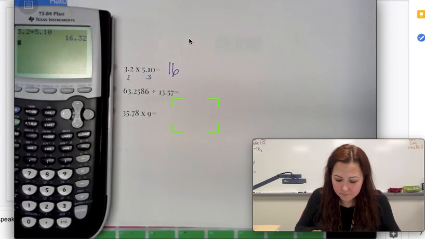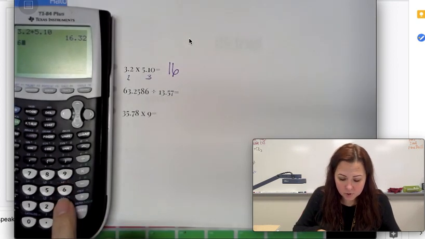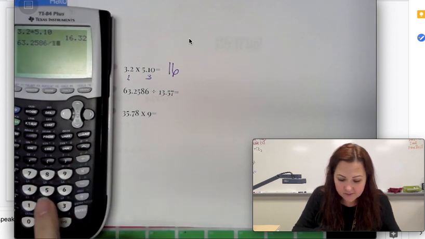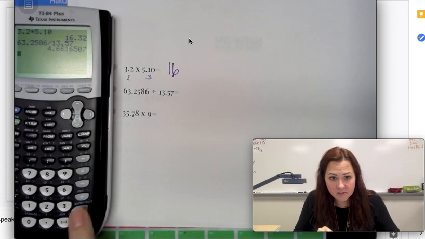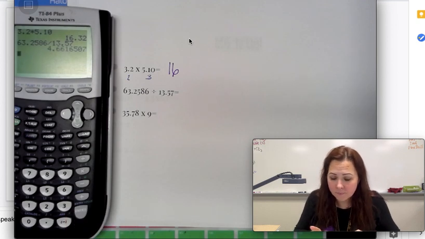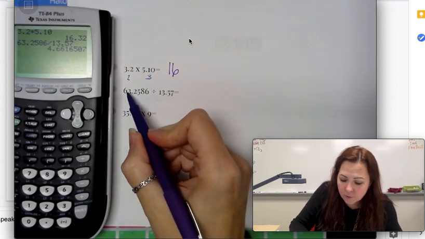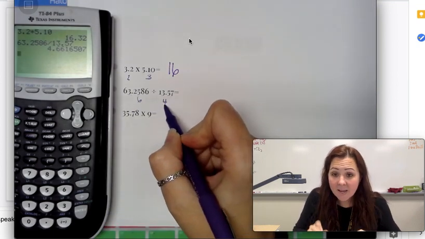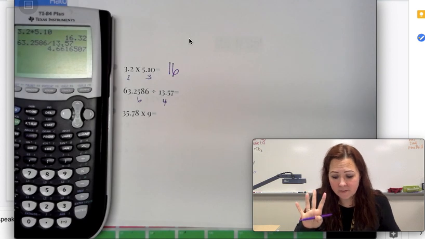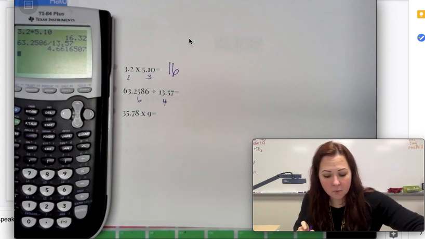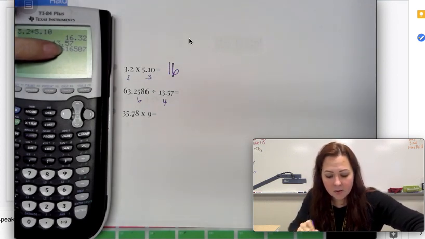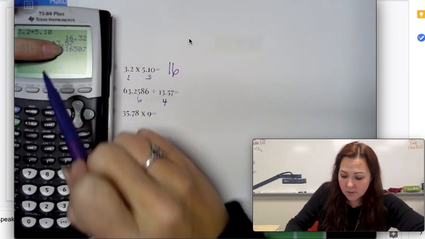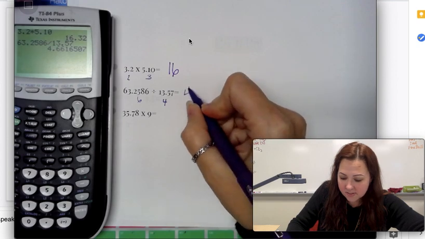The next one, I have 63.2586 divided by 13.57. Again, I get an answer. I'm going to hold that in my calculator. This number has 1, 2, 3, 4, 5, 6 SigFigs. This one has 4. My answer has to have 4 SigFigs. So I need the 4.66. This 6 makes my 1 go up to a 2. So you get 4.662.